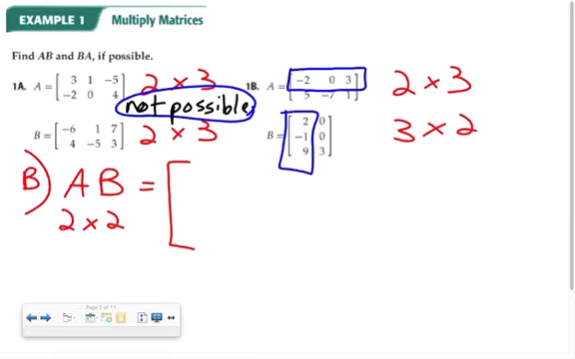So negative 2 times 2 plus 0 times negative 1 plus 3 times 9, which gives me 23. Next, I'm going to multiply the elements in that row by the elements in this column. So negative 2 times 0 plus 0 times 0 plus 3 times 3, which is 9.